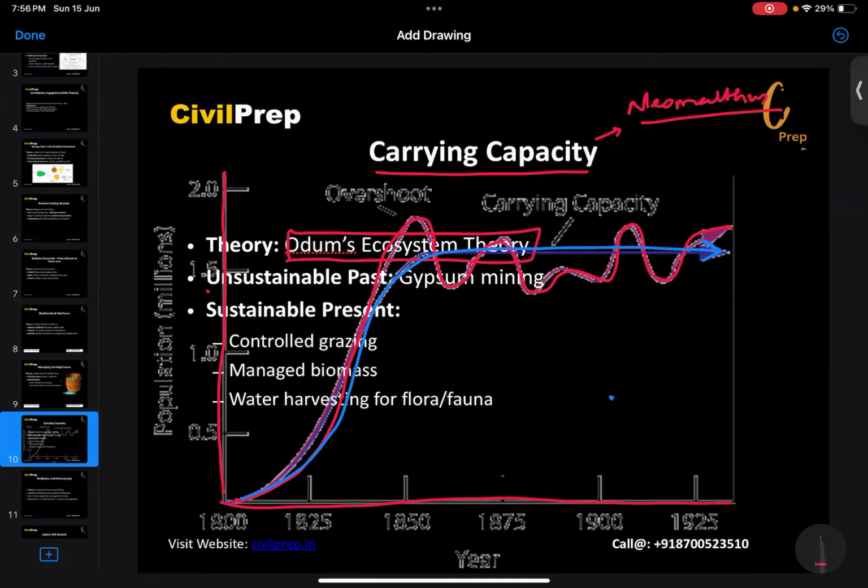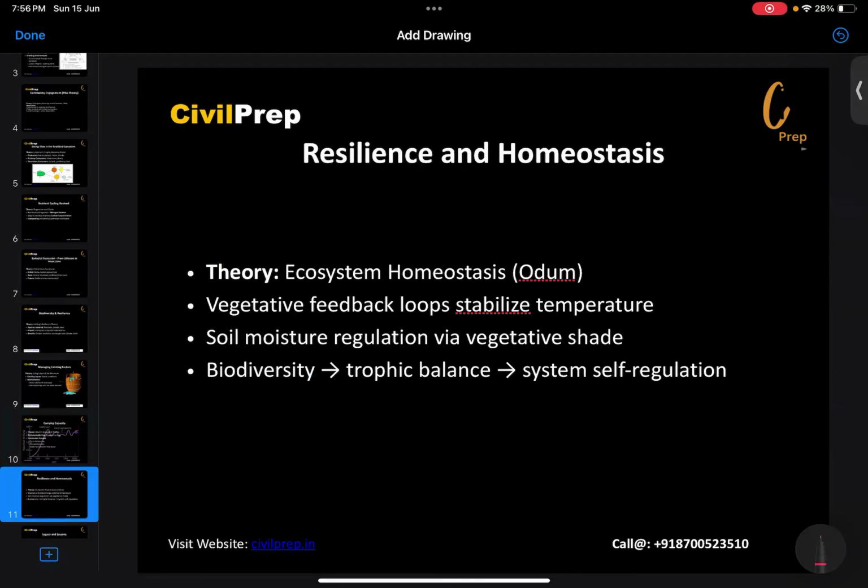For example, the unsustainable past was gypsum mining. As we have discussed, the limestone region is also present there, so gypsum mining is done. In the sustainable present, we can see controlled grazing, managed biomass, and water harvesting for flora and fauna. This we can see is being achieved with respect to the restoration of the lake in this particular region. Now, after this, we'll be seeing resilience and homeostasis.